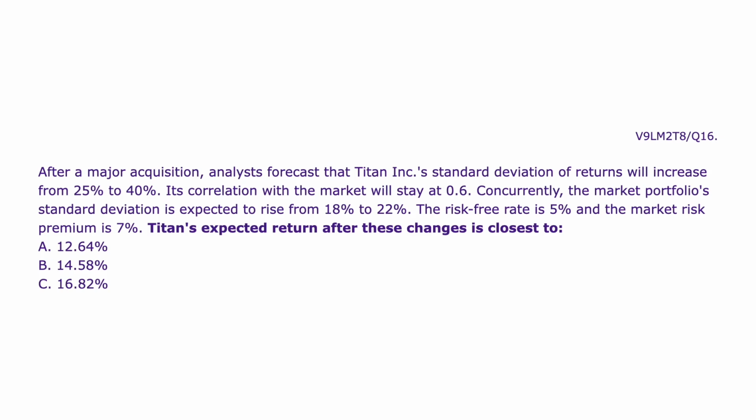After a major acquisition, analysts forecast that Titan Incorporated's standard deviation of returns will increase from 25% to 40%. Its correlation with the market will stay at 0.6. Concurrently, the market portfolio's standard deviation is expected to rise from 18% to 22%. The risk-free rate is 5% and the market risk premium is 7%. Titan's expected return after these changes is closest to A. 12.64%, B. 14.58%, C. 16.82%.